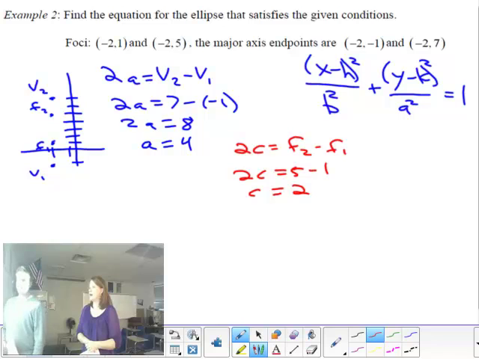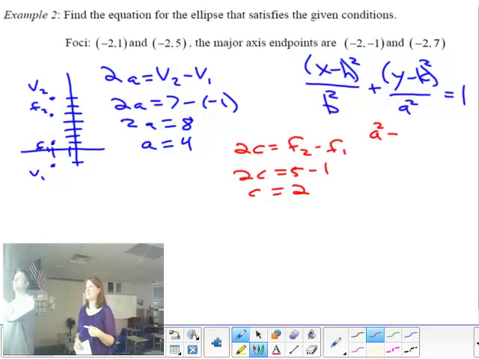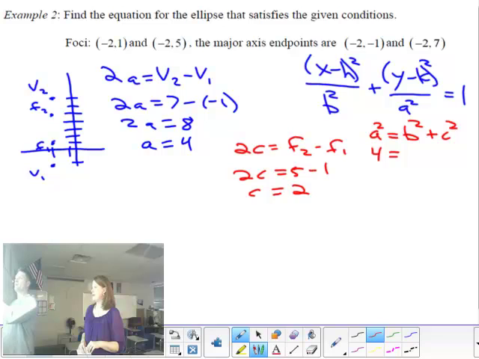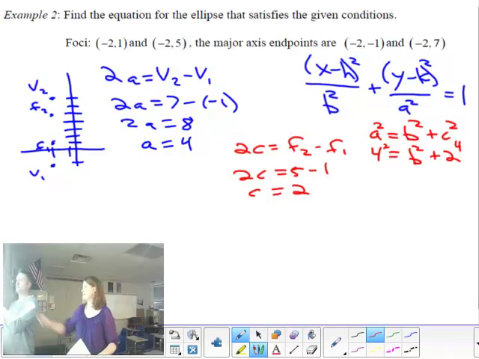Okay, so we've got a and c, but we don't have b. I wish there was an equation: a squared equals b squared plus c squared. So a squared is 4 squared, which is 16. b squared we don't know, and c squared would be 2 squared, which is 4. So 16 minus 4: 12 is b squared.